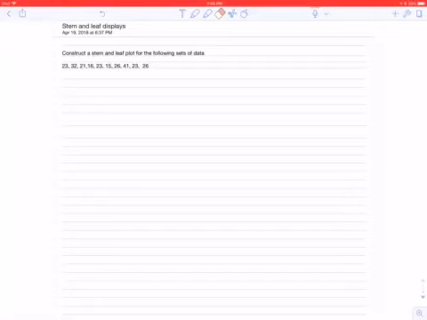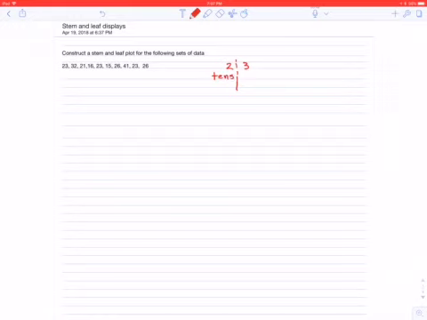A stem and leaf plot, or a stem and leaf display, is a special table where each data value is split into two parts. The first part would be our stem, and the second part would be our leaf. So if I look at the first data item, 23, I can break that down into two parts. The first part would be our tens, the second part would be our ones.